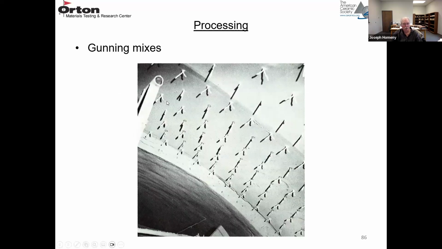Here's a cylindrical type lining, probably a rotary kiln. You can see the anchors are welded to the metal shell. And over here, this lining, probably maybe a foot thick, is gunned into place. So this would be the next part of the lining that's gunned.